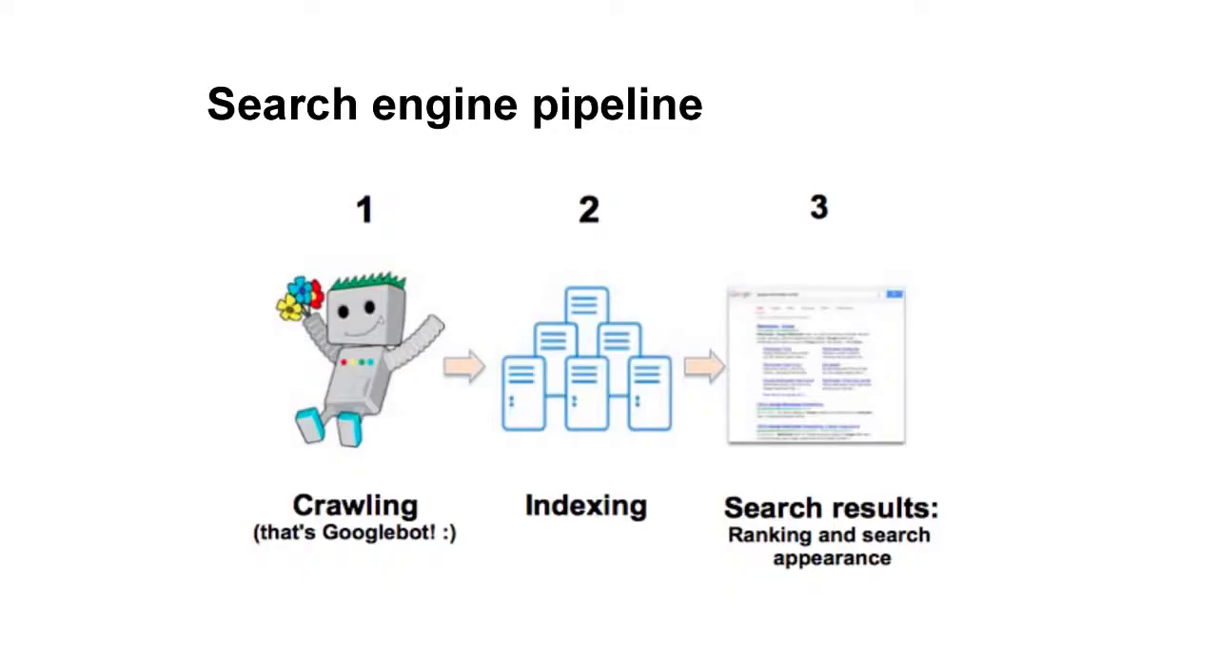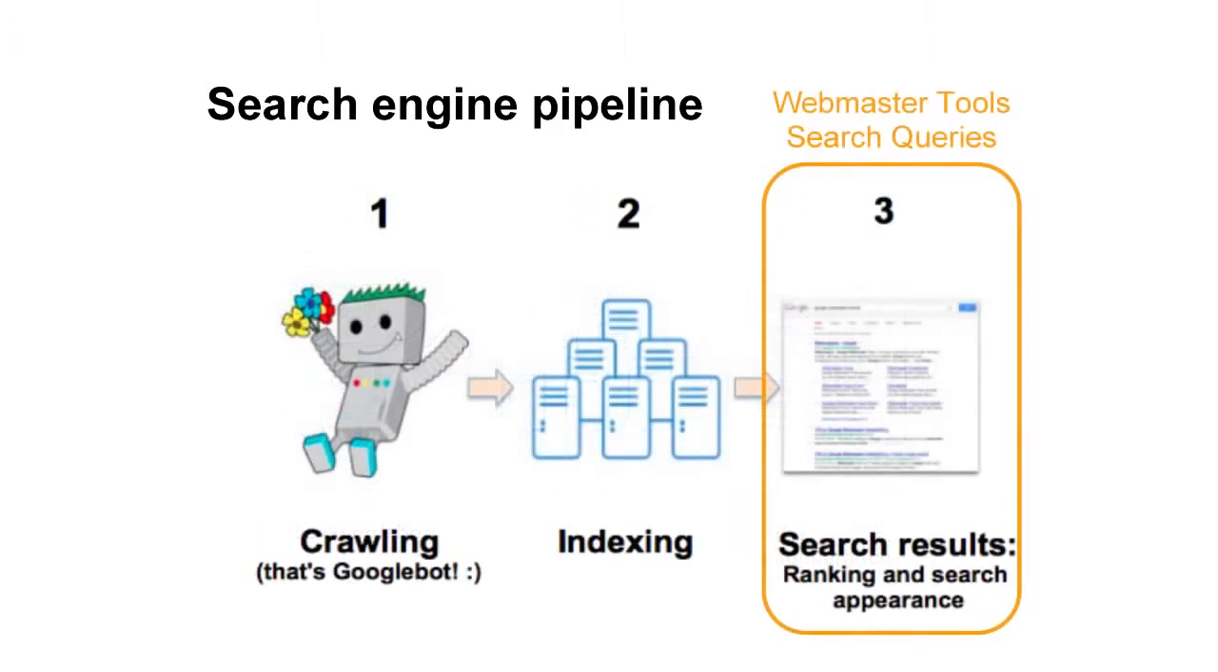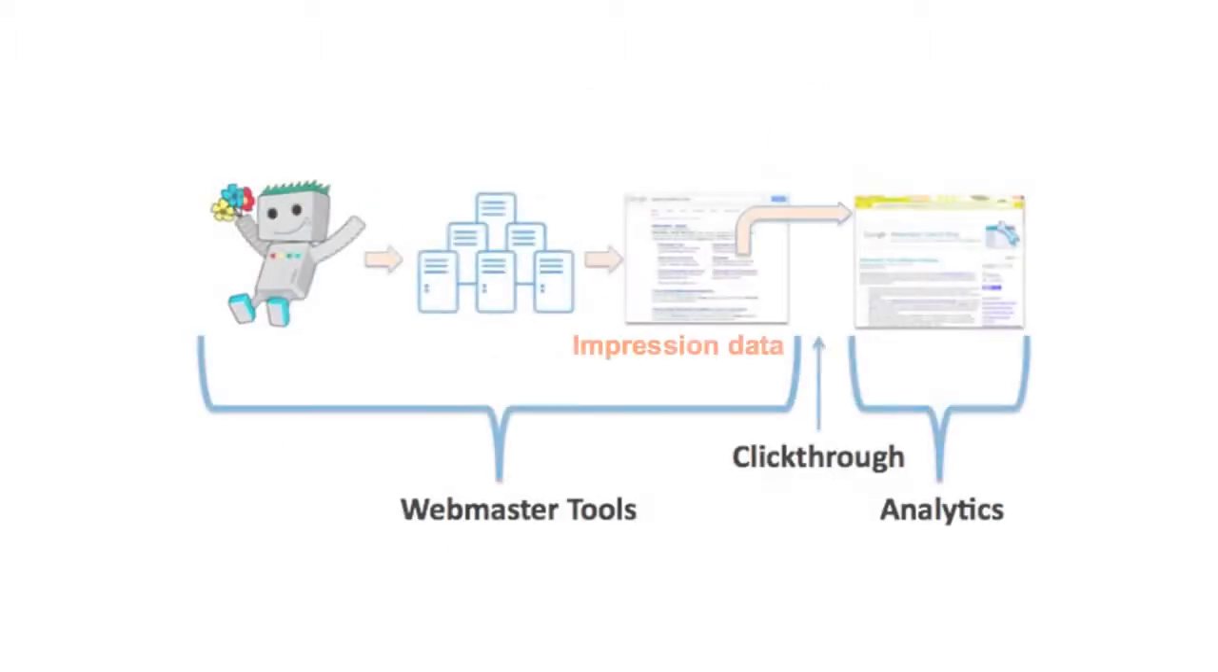To give some background, the first step of the search engine pipeline is crawling, then indexing, and last is search results, which includes ranking and the display of results to users. Search queries data sheds light on this third step in the search engine pipeline. If a user clicks and comes to your site, that's where traditional Google Analytics comes in.